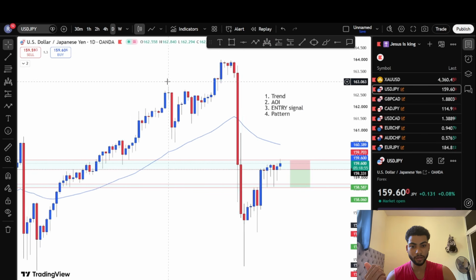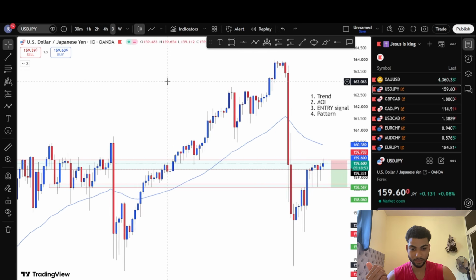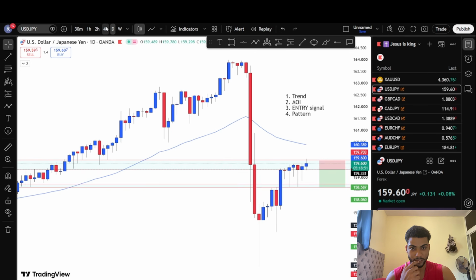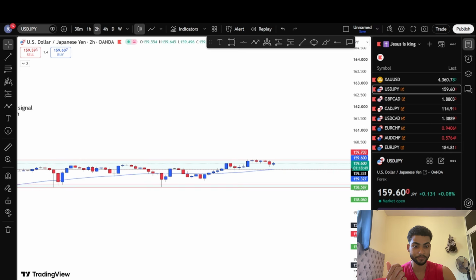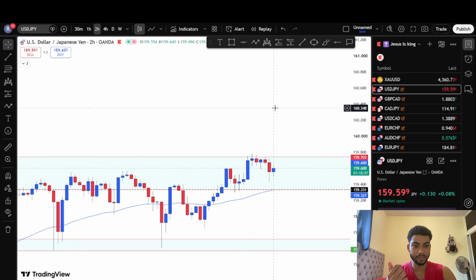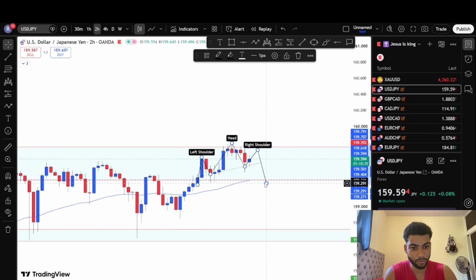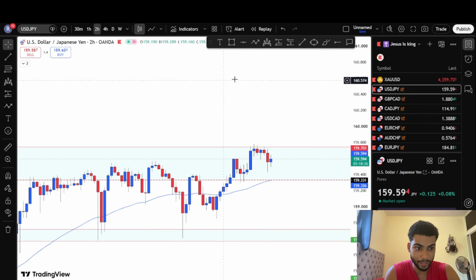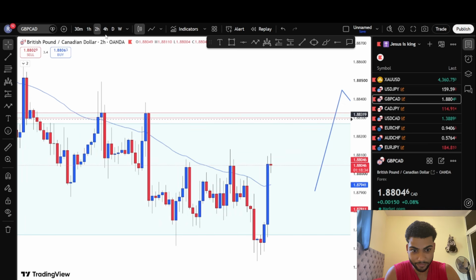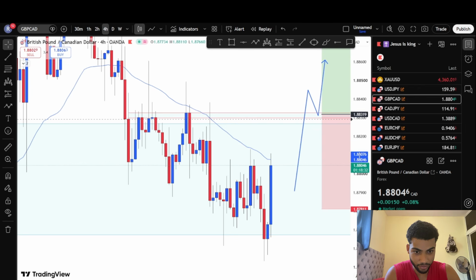And I also use the break and retest. A head and shoulders is what I'm waiting for right now, which is this right here, which is forming as of right now, which is this left head, and I'm waiting for the right shoulder. And a break and retest is this right here.